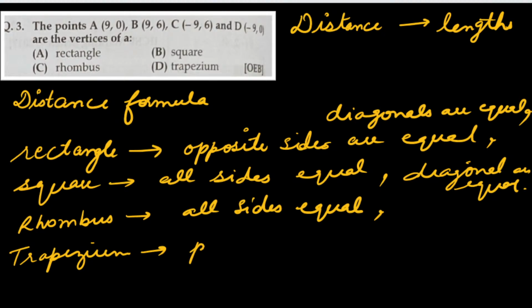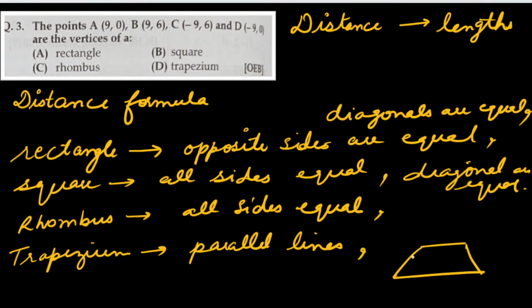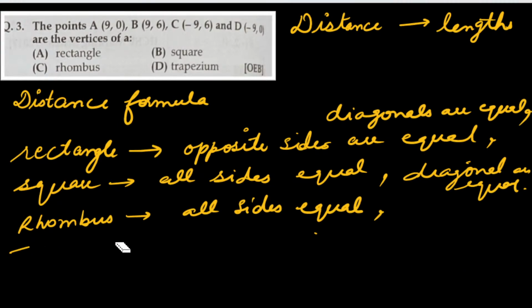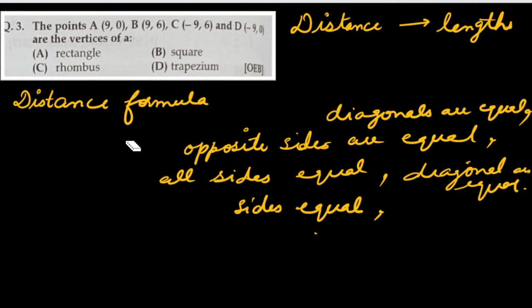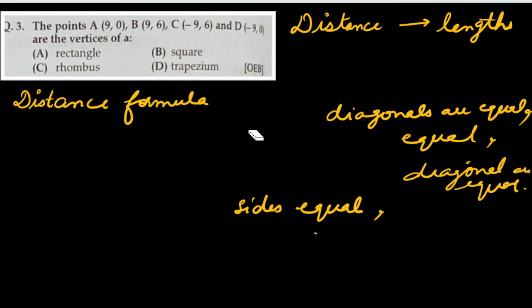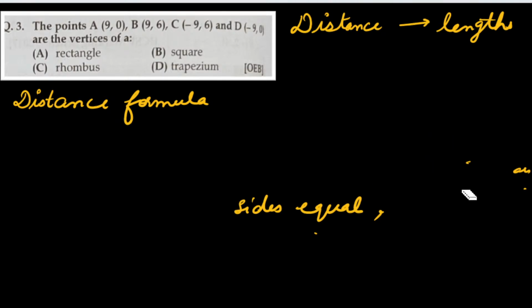We have one pair of parallel lines, sometimes two. Sometimes the non-parallel sides might be equal. Okay, so these properties we have to check. Mainly we will use the distance formula. This question will be a little lengthy, although here they have asked it as an MCQ, because we have to check.